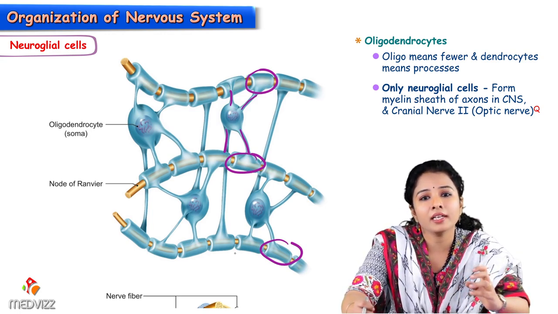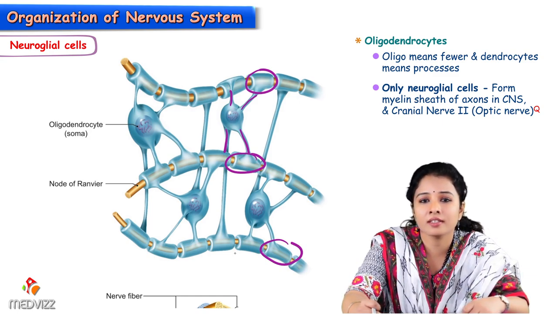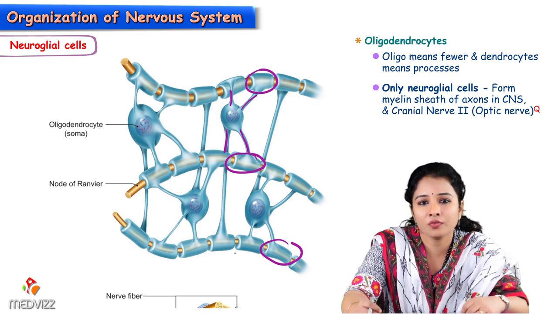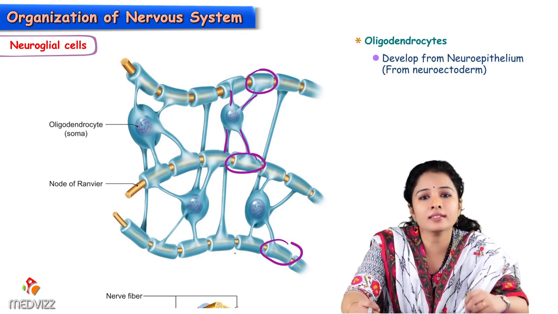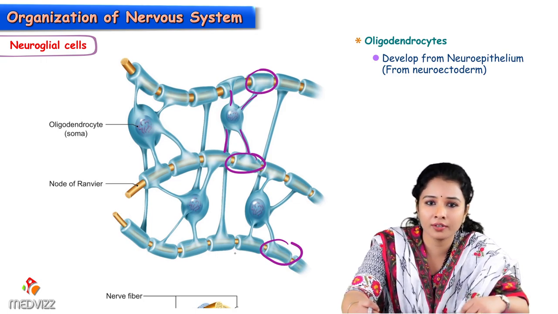Not only in the central nervous system, it also forms the myelin sheath of cranial nerve second. The second one is the optic nerve. So it forms the myelin sheath of the optic nerve too. And these cells develop from the neuroepithelium, that is, from the neuroectoderm.